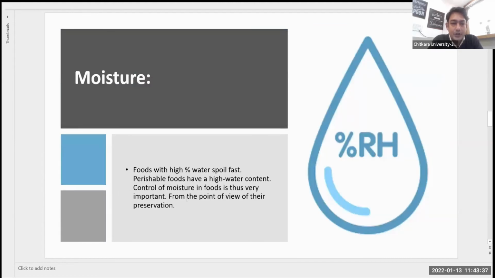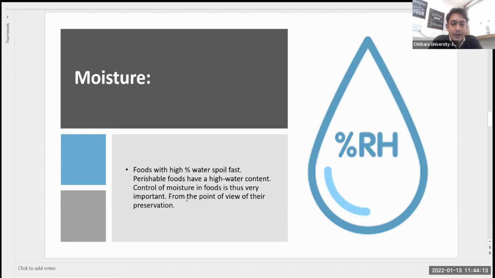Next is moisture. Moisture plays a very important role. The more moisture there is, the more the food product is prone to be attacked by microorganisms. The food with high percentage of water spoils fast. It is a fact. You can observe this at home also. If salt is kept in the open, it will absorb the moisture and affect the quality of the salt.